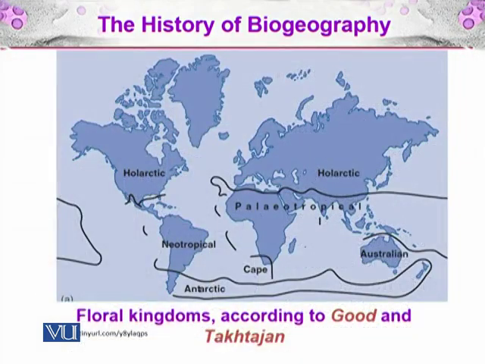So you can see the floral kingdoms according to Good and Takhtajan: the Holarctic, in the Asian region, and then the Paleotropical, Australian, Cape, Neotropical, and the Antarctic regions. These are the floral kingdoms according to Good and Takhtajan. These are very much related to the earlier ones seen in the past. These are the modern ones, the established map that we see today.